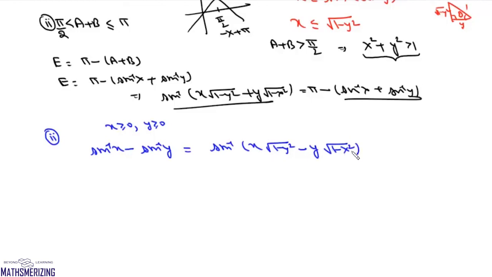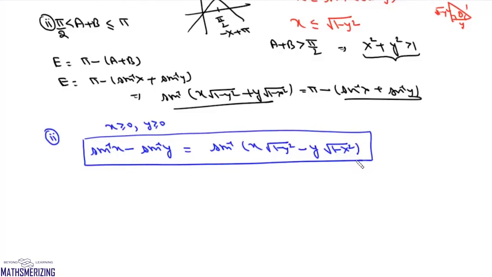Now in this case, we do not have any other condition, because if x is greater than y, then the expression on the left hand side will be positive and the expression on the right hand side will also be positive. And if x is less than y, then both these expressions will be negative. So the formula is going to adjust accordingly for any positive values of x and y. So here we have just one formula, and that is sine inverse x minus sine inverse y is equal to sine inverse of x under root 1 minus y square minus y into under root 1 minus x square.